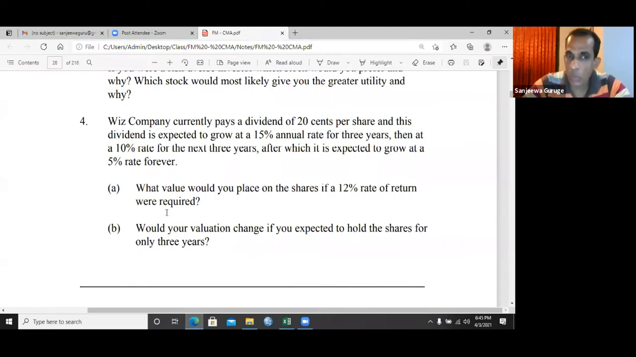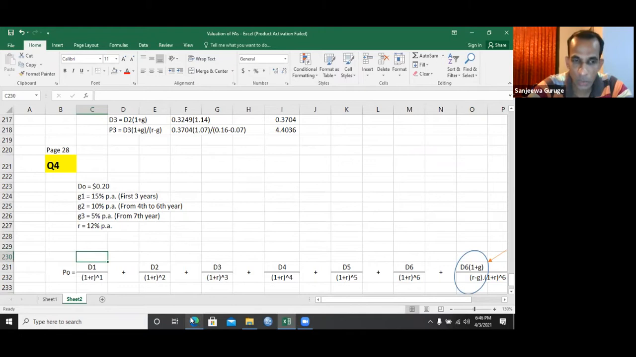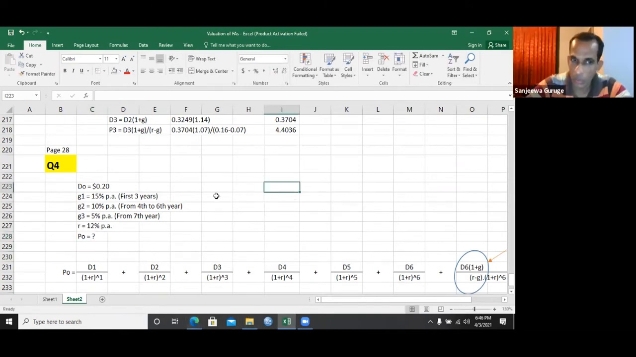The question is, what value would you place on the shares if a 12% rate of return was required? So the required rate of return is 12%. If that is the case, what is the price you are willing to pay? That means we need to calculate P0. So this is what we have to do. All the information we can identify clearly.